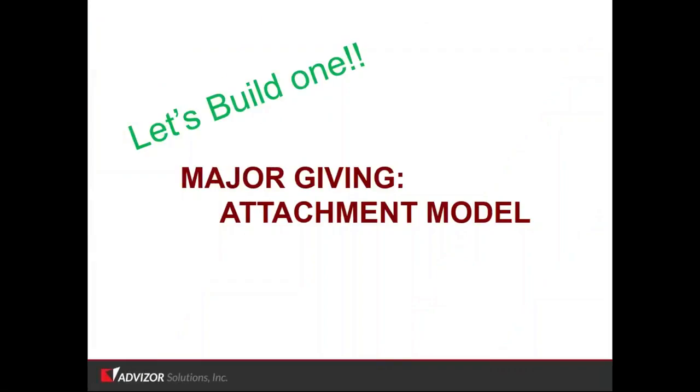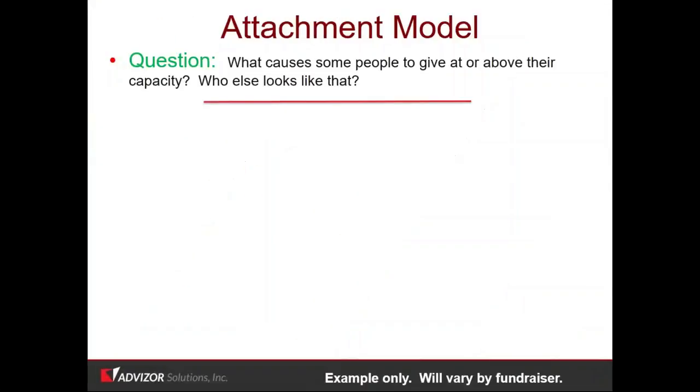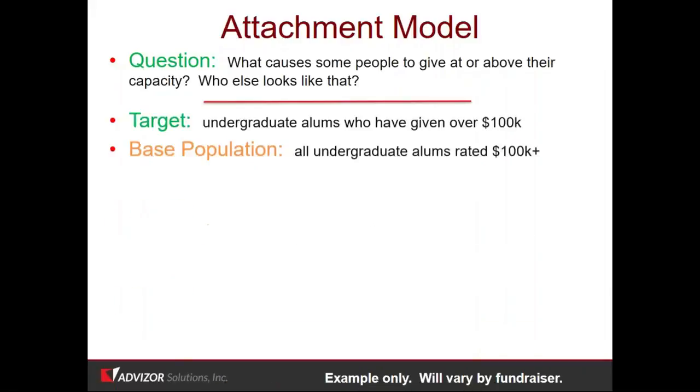So let's build one. We're going from concept. Take a couple minutes to build a model, and then we'll show how you use it. So the attachment model is what we're going to build, because we're looking at major potential for undergraduate alumni major donors. We've got capacity, we need attachment. So what causes some people to give at or above their capacity, and who else looks like that?